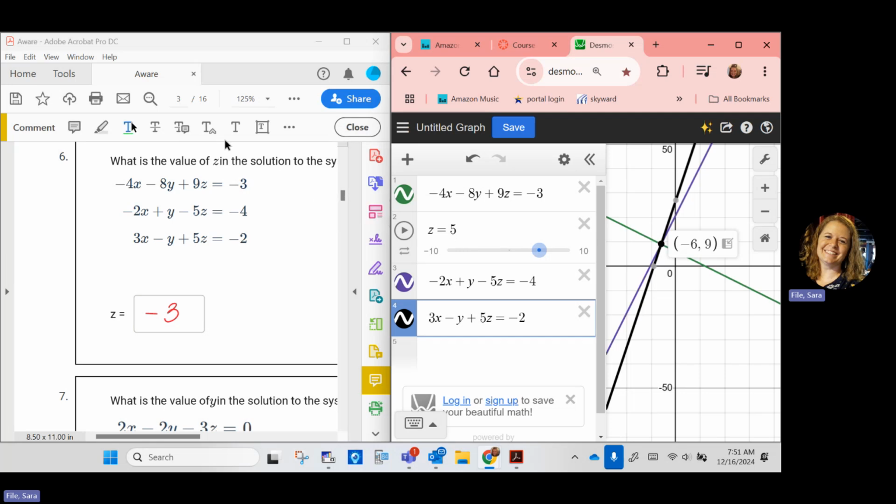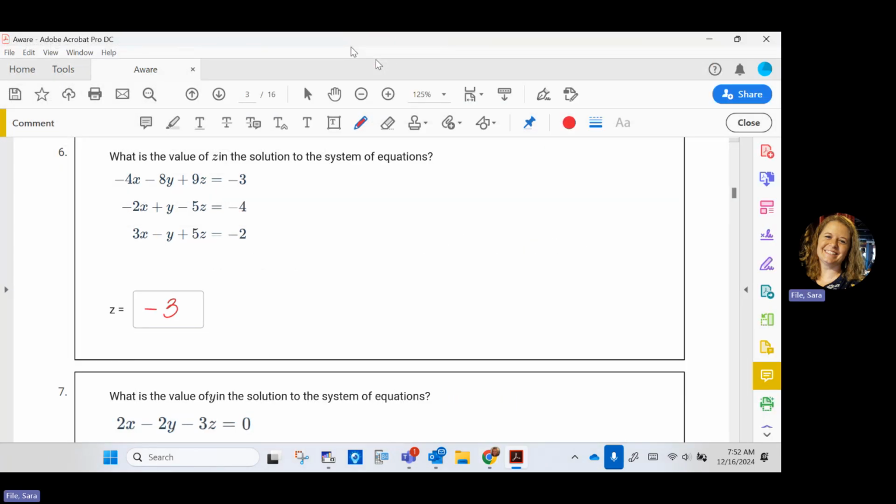Good catch. Thank you. So yeah, double check that you don't have typos when you're typing those in from Aware. Okay, be very careful. I had my minus changed to a plus and it gave me the wrong answer. Okay, so just be careful with that. So I take that back. The z should be at 5. I'll fix that here.